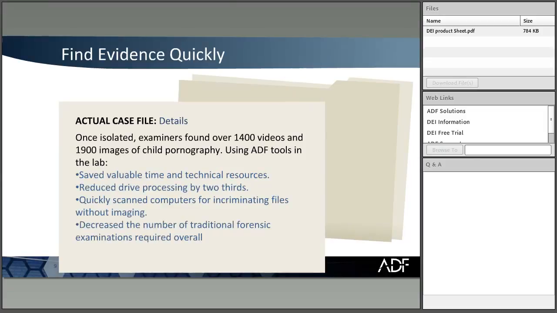So by getting rid of all the drives that didn't have the information on it that you wanted, isolating the ones that did, they were able to find, like it says here, 1,400 videos, 1,900 images, and that's using a tool like DEI in the lab. Saves the time, quickly scanning computers for the files, knowing which computers contain your evidence, and then you can go back and do either a deep dive or still with this tool, get the information you need and build your case.